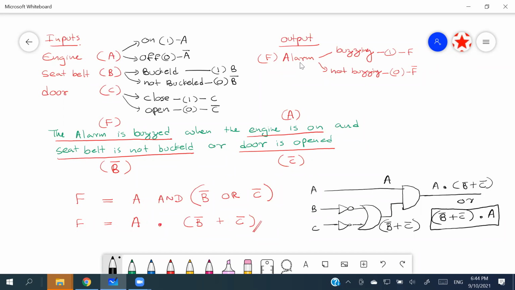Metula, let me check. So if it is unbuckled, open, engine on, yes. Now the states are correct. So you have to create your circuit according to that, as I show in my answer, right? Now, the expression is correct, right?